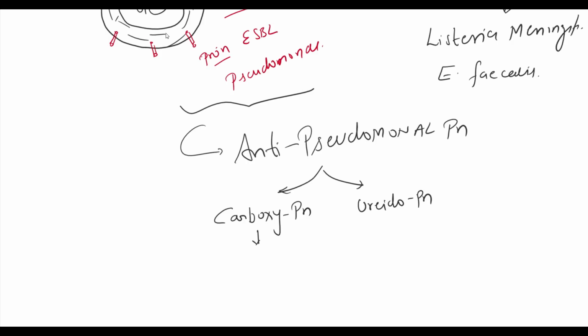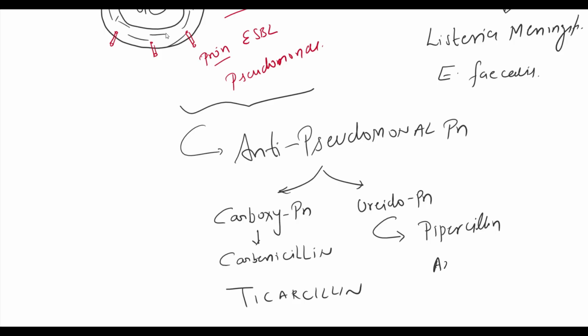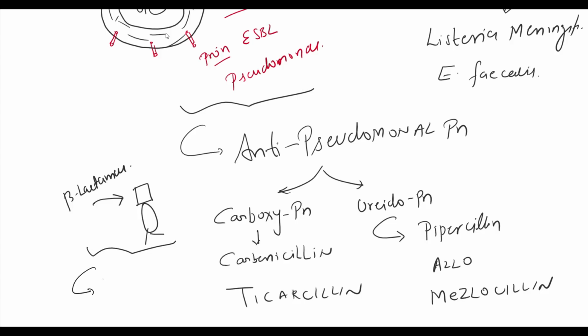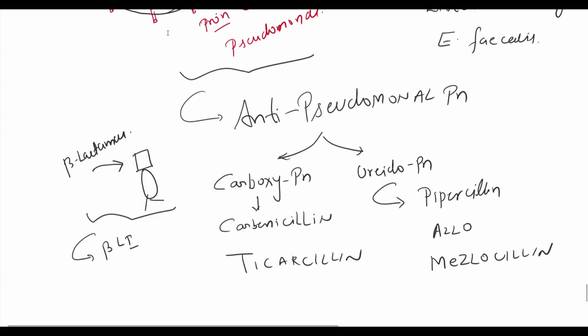Carboxypenicillin includes carbenicillin and ticarcillin. Ureidopenicillin includes piperacillin, azlocillin and mezlocillin. Since there is minimal side chain in anti-pseudomonal penicillin, these antibiotics are maximally vulnerable to the action of beta-lactamase enzyme. So these antibiotics are also given with a beta-lactamase inhibitor.